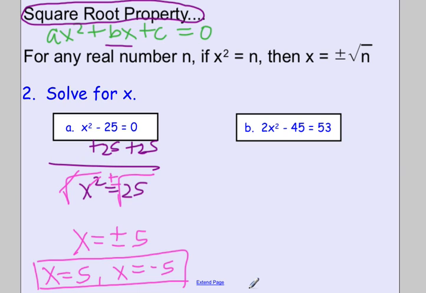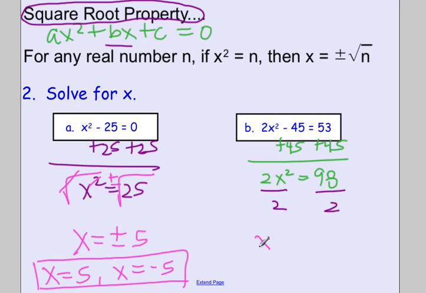Looking at B, okay, once again, I have a number and an x squared. There's nothing with just an x, so I can use the square root property. I'm going to add 45 to both sides, so I have 2x squared is equal to 53 plus 45 is 98. Got to get my x squared by itself first, so I would divide both sides by 2. So x squared, 98 divided by 2 is 49. Take the square root, get my two answers. So x is equal to plus or minus the square root of 49. So x is equal to plus or minus 7.